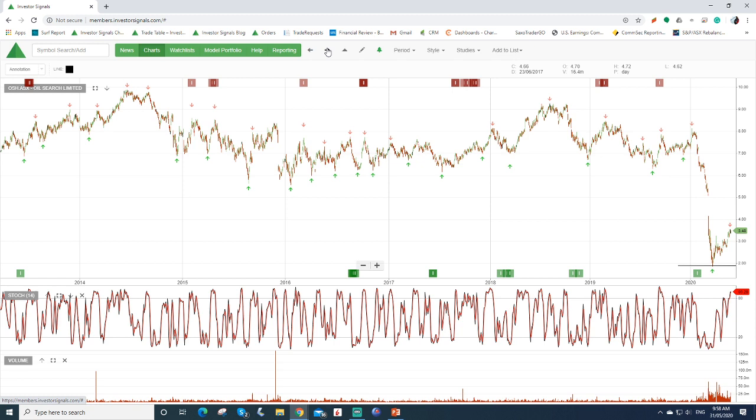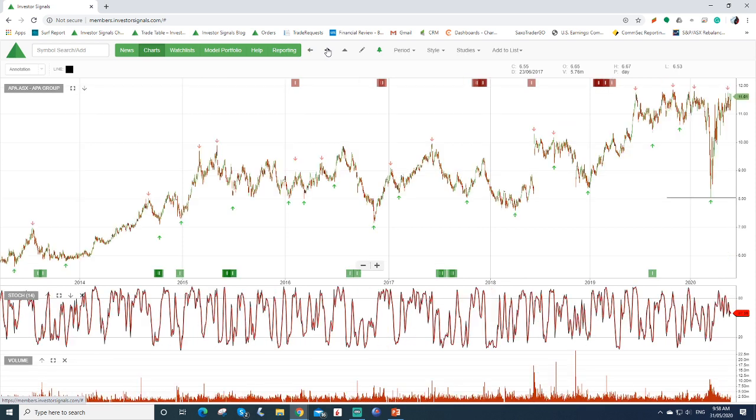Oil Search we're a little bit cautious on. The problems that they're having with negotiations with the Papua New Guinea government just give us reason to avoid this name. I think Santos is the better choice in the market at the moment.